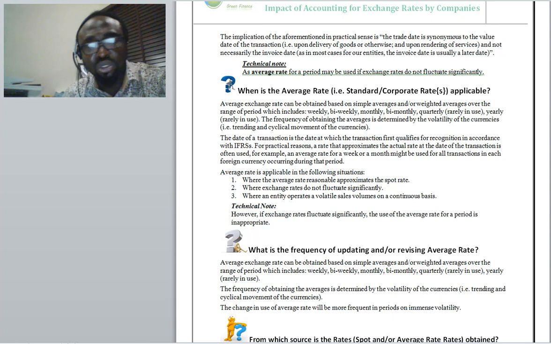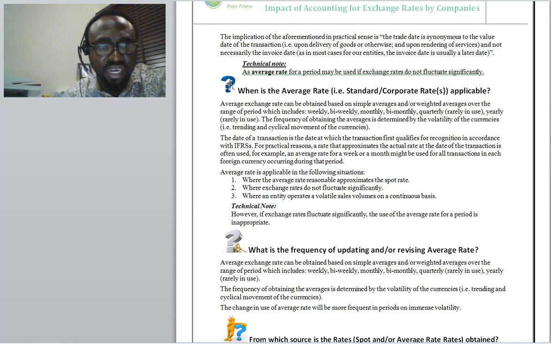Okay, now let's look at when average rate is applicable. Average rates are rates that are obtained based on simple averages. Or simply put, which is more or less less common, is the use of weighted average, which is more or less an academic exercise. But average rate conventionally is based on simple averages, and it is done over a range of periods.